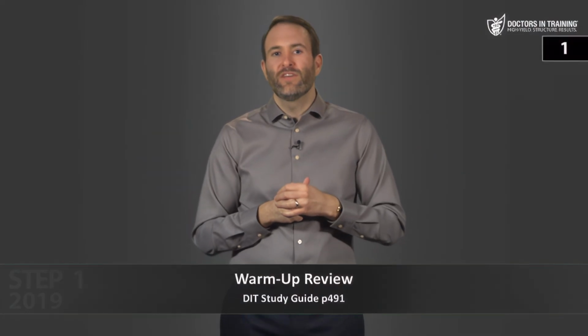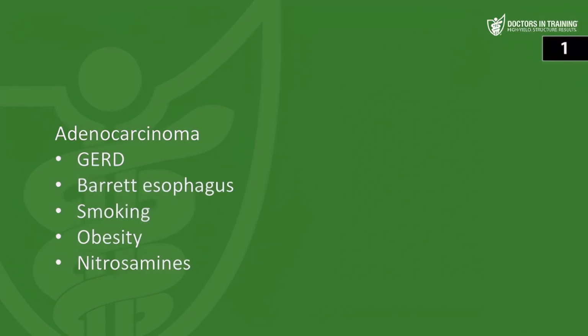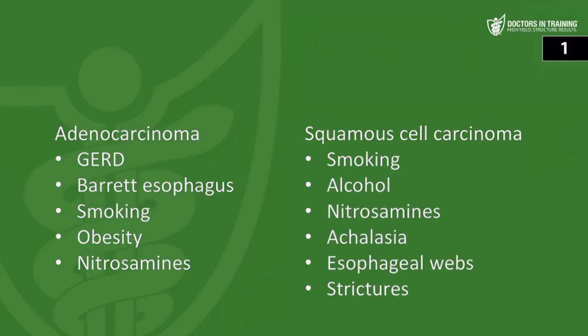It's time for another warm-up review. Let's get going. What are the risk factors for esophageal cancer? So for adenocarcinoma, which is more common in the United States, the major risk factors are GERD and Barrett esophagus, smoking, obesity, and diets high in nitrosamines. Now for squamous cell carcinoma, which is more common worldwide, the risk factors are smoking again, and also alcohol, diets high in the nitrosamines again, and then pre-existing esophageal pathologies like achalasia, esophageal webs, and strictures.